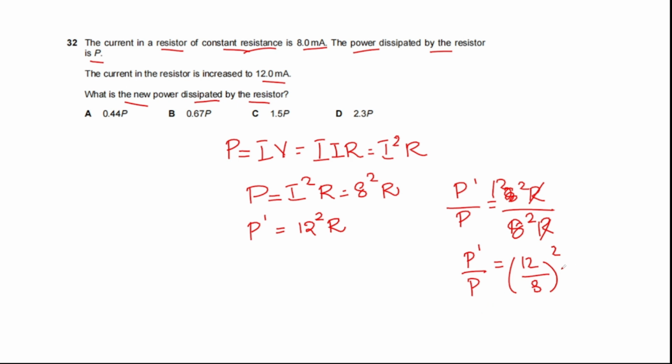So if you need to find out the P dash, it is this ratio multiplied by P, and the ratio is 2.25 P, or it's nearly 2.3 P. So in terms of the power value, it is 2.3 P. So the correct option is option D.